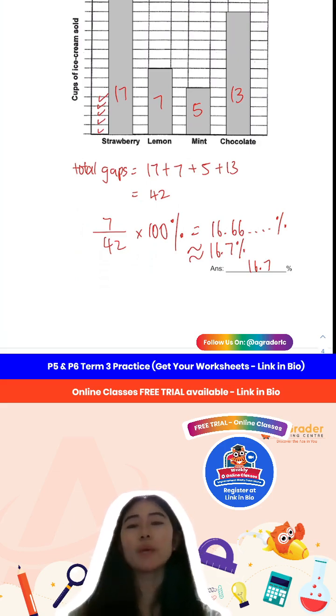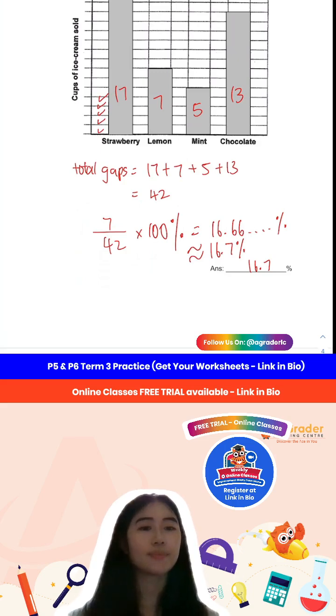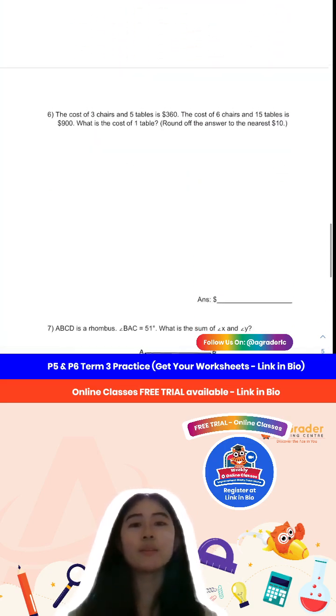Let me see how many more pages we have. I think we have one, two, three. 3 pages, then we will do our Kahoot, okay? Alright, let's move on. Next one.